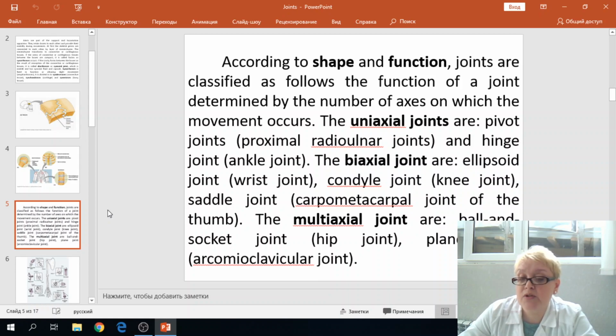And the multiaxial joint is one in which movement is possible in all axes. The multiaxial joints are the ball and socket joint, for example the hip joint, and in this joint movement is possible in three axes: in the frontal, flexion and extension, in the sagittal, adduction and abduction, and in the vertical, rotation. And the plane joint, for example the acromioclavicular joint.